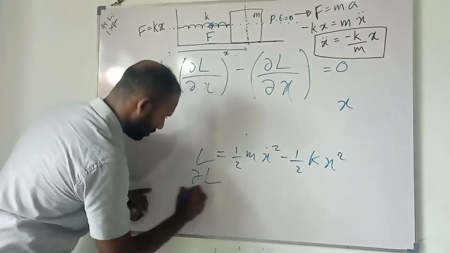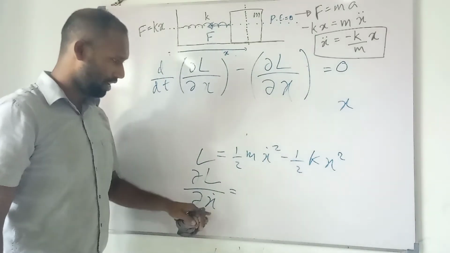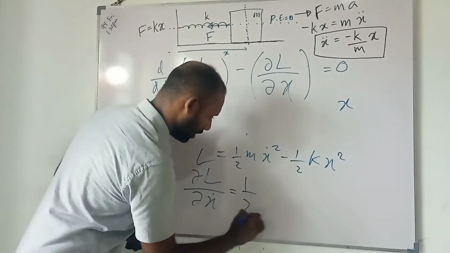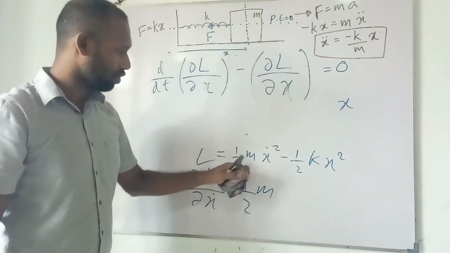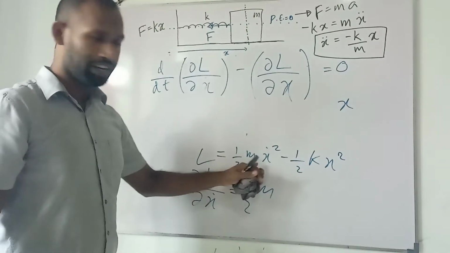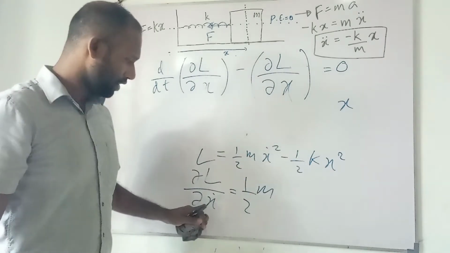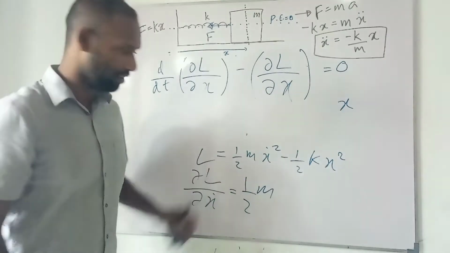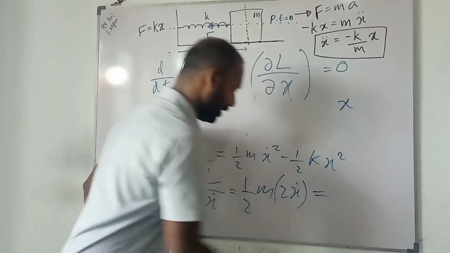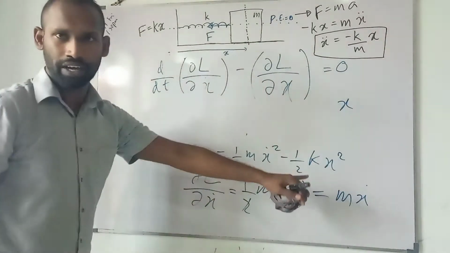So, partial L over partial x dot. By using L, you can find half m is constant and x dot is squared. The partial derivative of x dot square with respect to x dot equals 2 x dot, which gives m x dot.